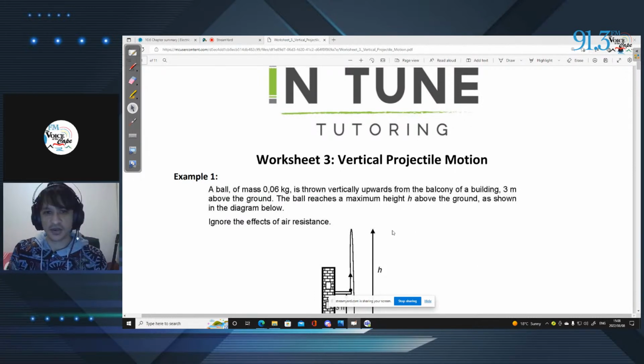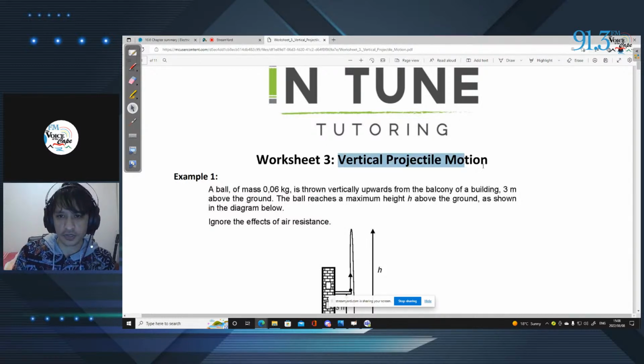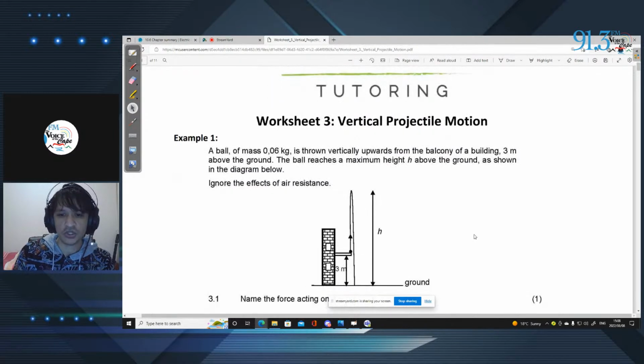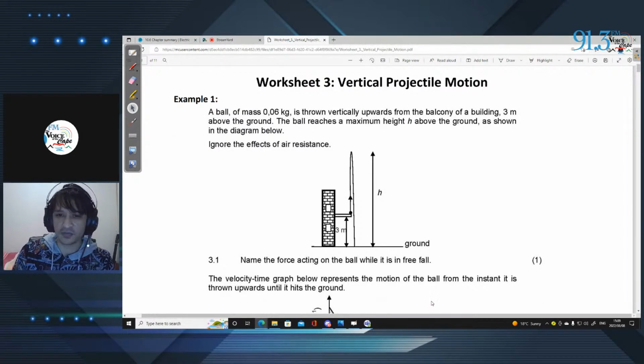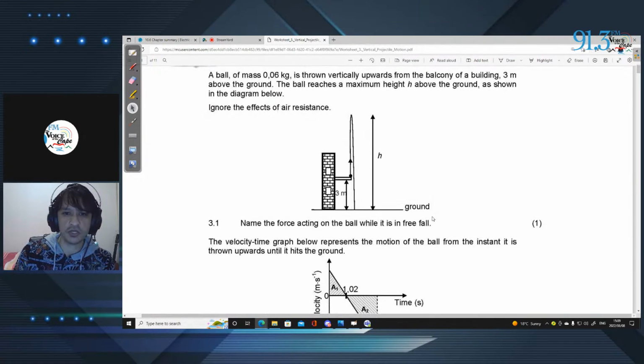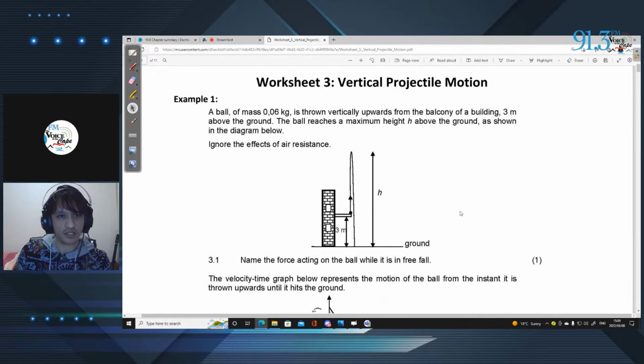Okay. So, as per introduction, we will be busy with vertical projectile motion. A lot of students tend to struggle with these, especially equations of motion, but that usually comes down to the fact that they forget simple things like using a reference. And we'll see how that plays out in these questions. So, if we take a look at the first question, in this example, they mention a ball of mass 0.06 kilograms is thrown vertically upwards from the balcony of a building 3 meters above the ground.